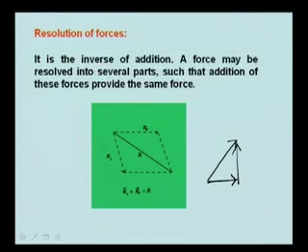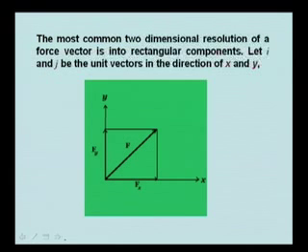So, the force has been resolved into two components O, A, B. Therefore, the most common two-dimensional resolution of a force vector is into rectangular components. Let i and j be the unit vectors in the direction of x and y. This is i, this is the j component. The force F has been resolved into two components, this is Fx and this is Fy, and the resultant force is shown by force F here. So, this has been resolved.